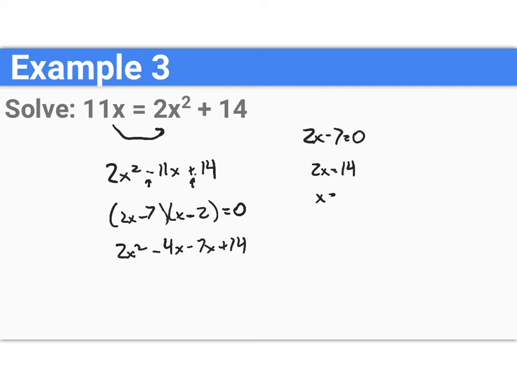Divide by 2, x equal, where did I get 14 from? 2x equal to 7. I added 7 on both sides, then I divide by 2, and I get x equals 7 halves, or x equals 3 and 1 half. And now I'll set the other factor, x minus 2, equal to 0. That gives x equals 2.